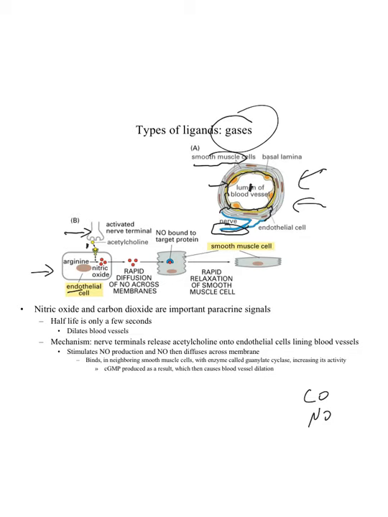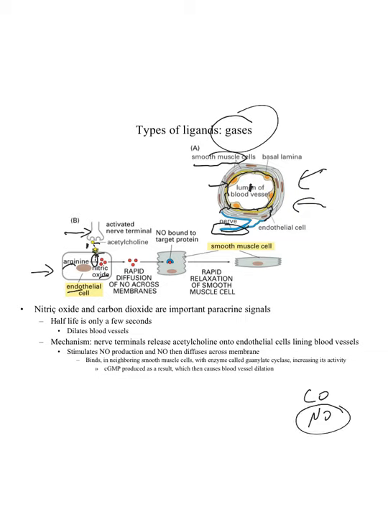So you can see that a ligand, they're showing it in yellow here, is released from the nerve, or the axon. It binds to a receptor on the endothelial cell. And I've kind of obscured it, but you can see two little arrows here. It sets off a signaling cascade. And the result of the signaling cascade is the conversion of arginine into nitric oxide. Nitric oxide, NO, is the gas ligand.